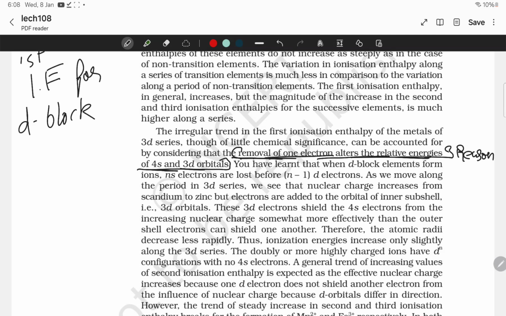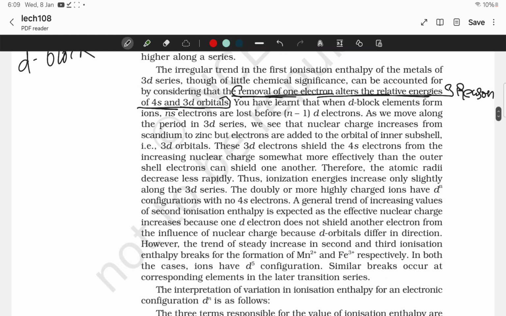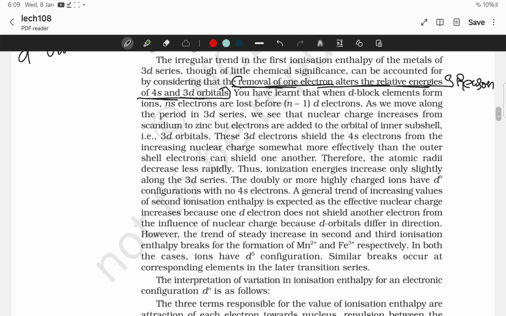Now, you have learned that when d block elements form ions, ns electrons are lost before (n-1)d electrons. As they move along the period in a 3d series, we see that nuclear charge increases from scandium to zinc, but electrons are added to the inner subshell, that is 3d orbital. These 3d electrons shield the 4s electron from the increasing nuclear charge somewhat more effectively than the outer shell electrons can shield one another. Therefore, the atomic radii decrease less rapidly. The ionization enthalpy increases only slightly along the 3d series.